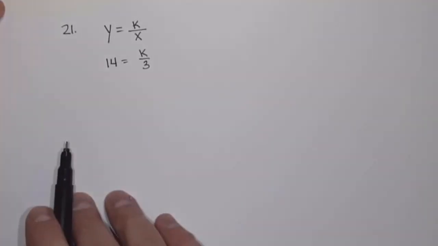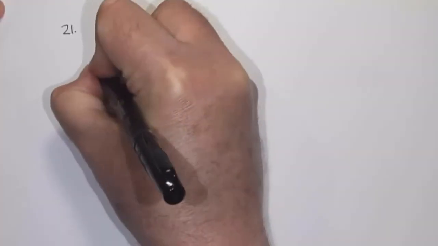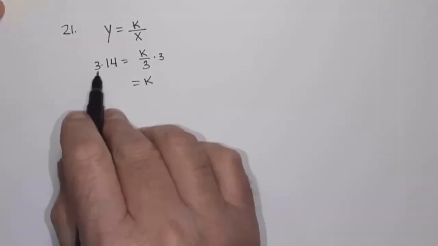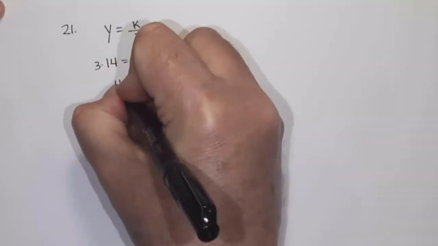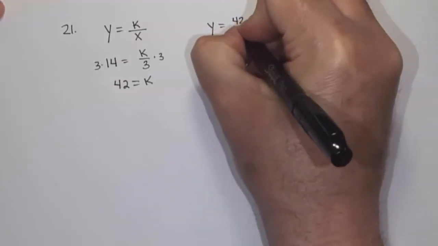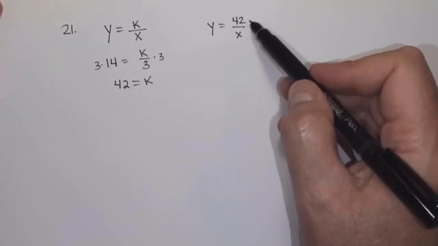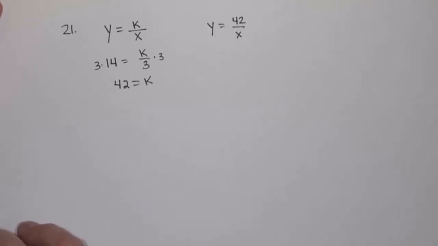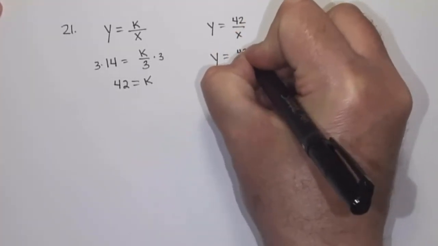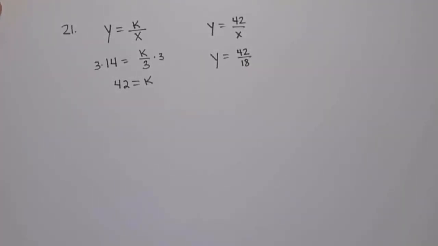And so I can use this to figure out what the constant k has to be. So to figure out what k has to be, I can multiply both sides by 3. On the right-hand side, I'm going to get k. On the left-hand side, 3 times 14 is 42. So now I know y equals 42 over x, again, because we just figured out that k has to be 42. And we want to figure out what is y when x equals 18. So y is going to equal 42 divided by 18 because I'm letting x equal 18.